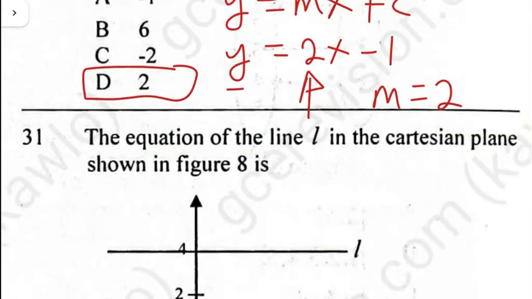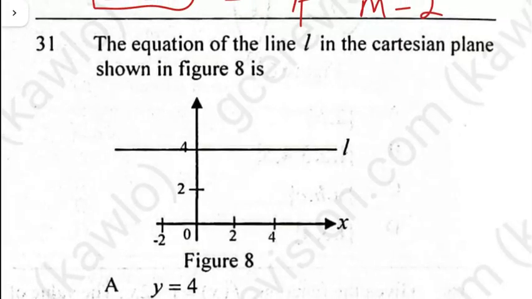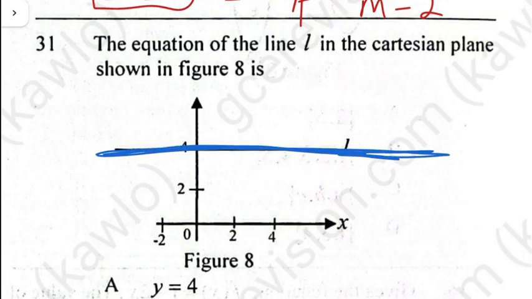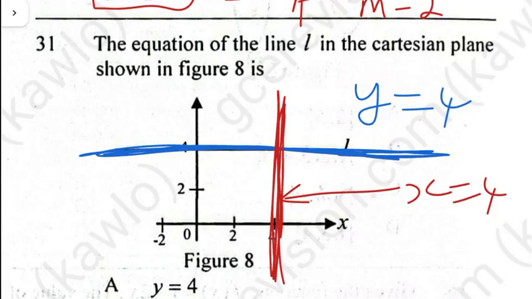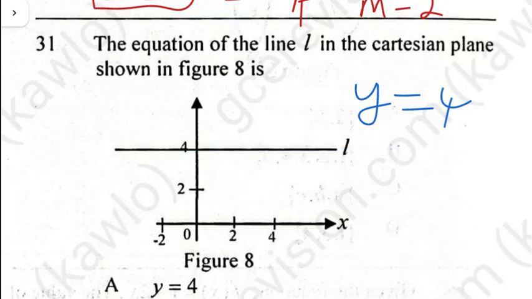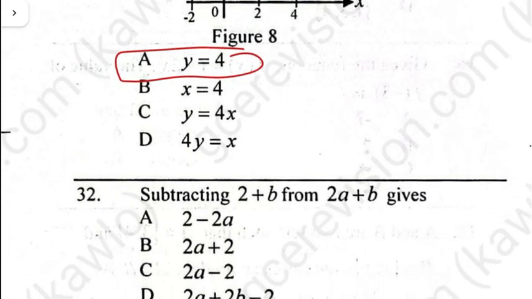Question 31. The equation of the line L in the Cartesian plane shown in figure 8 is... Even without looking at the alternatives, you can see that this line is y equals 4, because along this line y always has a value of 4. If I draw another line like this, this one is the line x equals 4. But the correct line here is y equals 4. That's what they're asking for. So our key here is A.